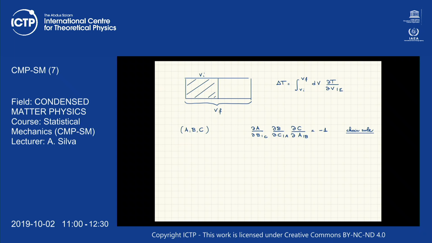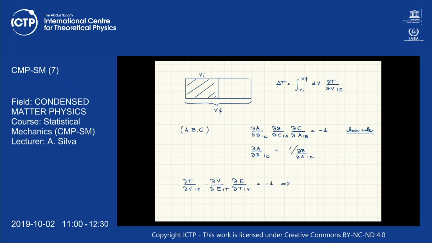The second useful thing is that when you have dA, dB at constant C, this is equal to 1 over dB, dA at constant C, okay? So it's an inversion formula. So let's try to apply this formula to our dT dV at constant energy. And this tells us that dT dV at constant energy times dV dE at constant temperature times dE dT at constant volume should be equal to -1, right?